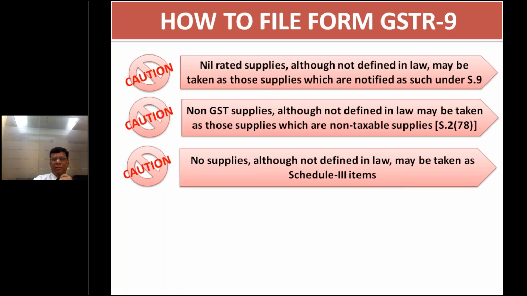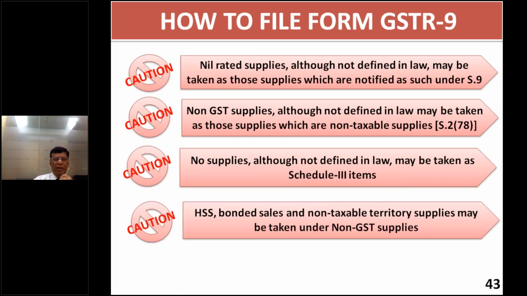I can say, in an ambiguous form, HSS, bonded sales, non-taxable territory supplies were taken into non-GST supplies, because once again these are the supplies made into the non-taxable territory. So therefore, these supplies are also not covered within the ambit of exempted supplies.